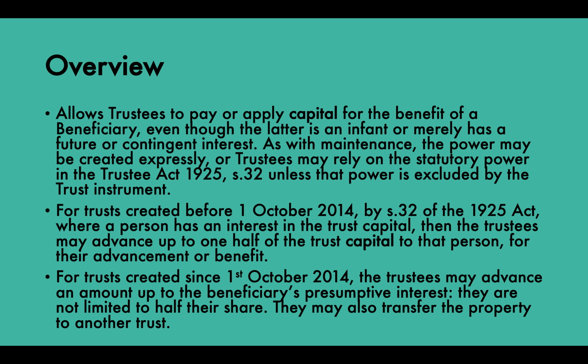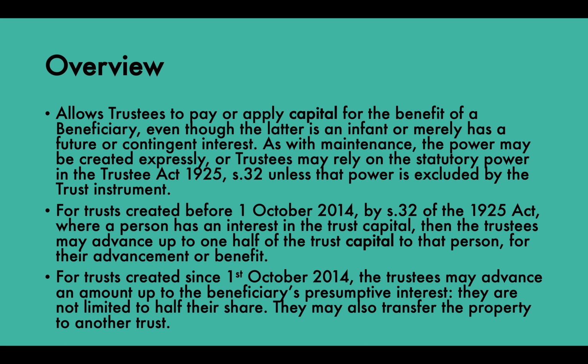For trusts created before the 1st of October 2014, by Section 32 of the 1925 Act, where a person has an interest in trust capital, then the trustees may advance up to 1/2 of the trust capital to that person for their advancement or benefit. But for trusts created since the 1st of October 2014, the trustees may advance an amount up to the beneficiary's presumptive interest. They are not limited to half their share.